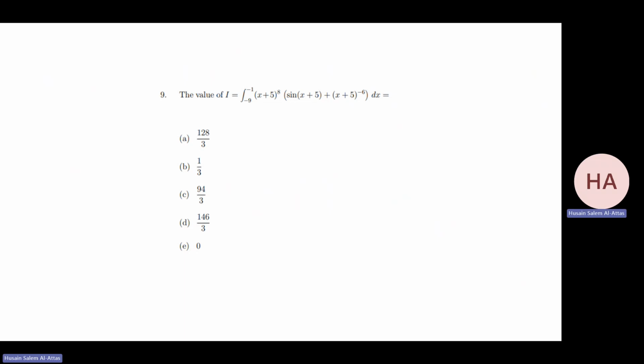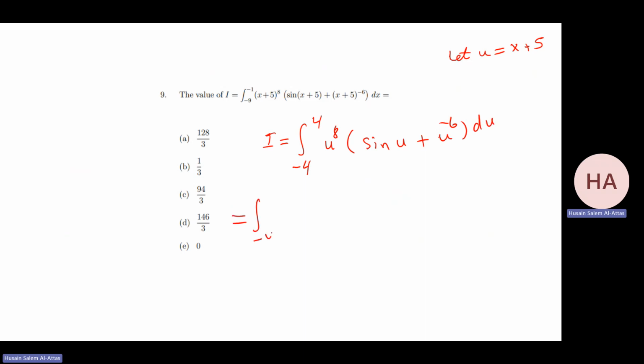Now, very clear to me, I will let u equal x plus 5 and see what will happen. So I will be what? Integral from minus 9 plus 5, that's minus 4, up to 4. Okay, u to the power 8 sine u plus u to the power minus 6 du, which is what? Minus 4 to 4, u to the power 8 sine u du.